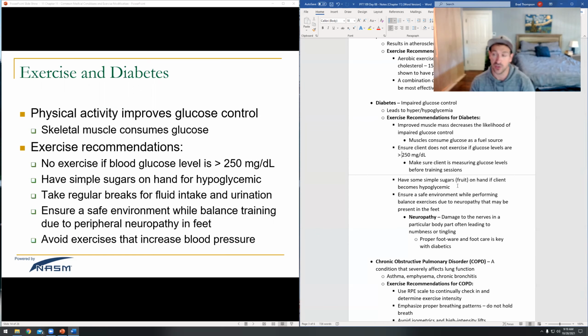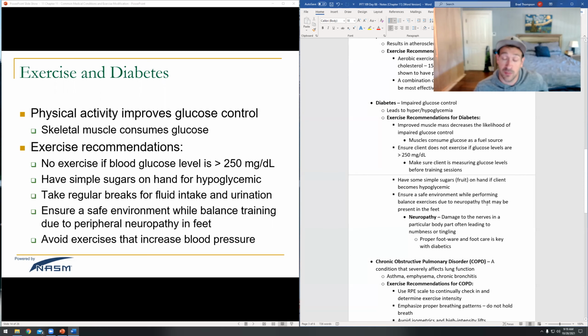If their blood sugar levels are super, super high and they can't get them within normal ranges before they come to the gym, you don't want to exercise with them, because they're very likely to get the shakes, get really nauseous, and have a lot of problems. We don't really want to see that. We don't want to have our client pass out on the gym floor.